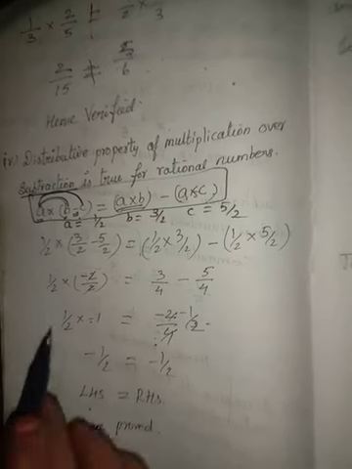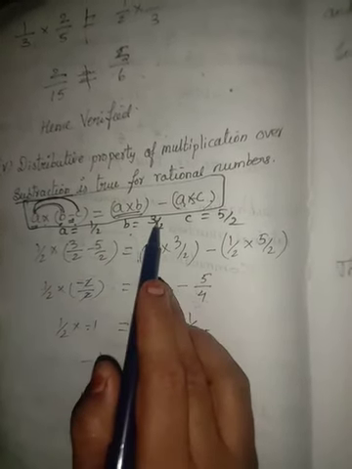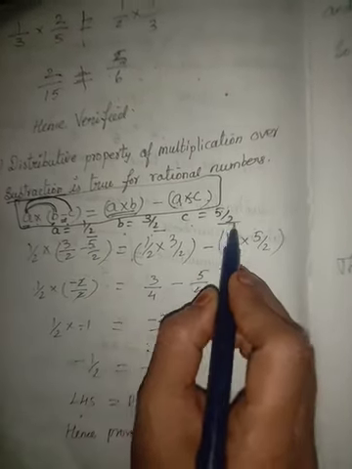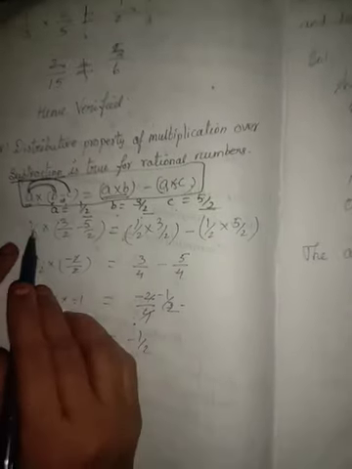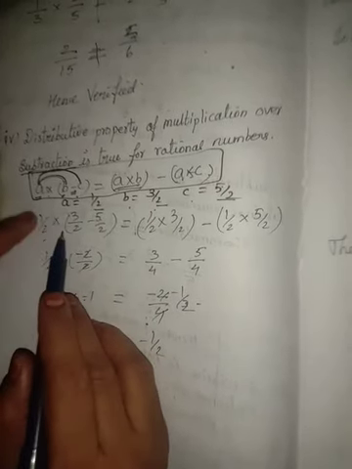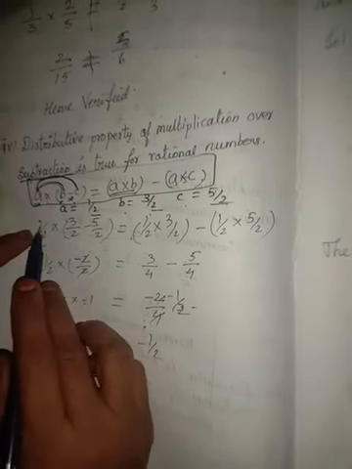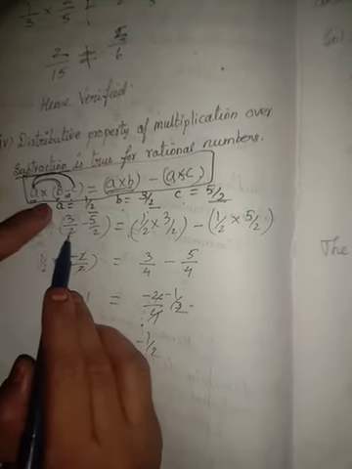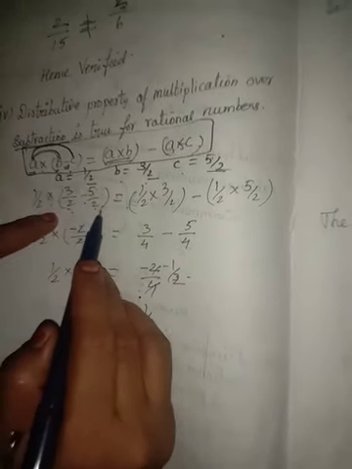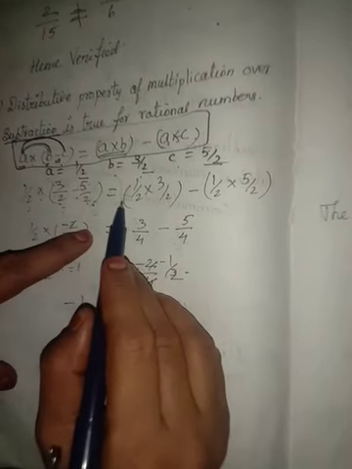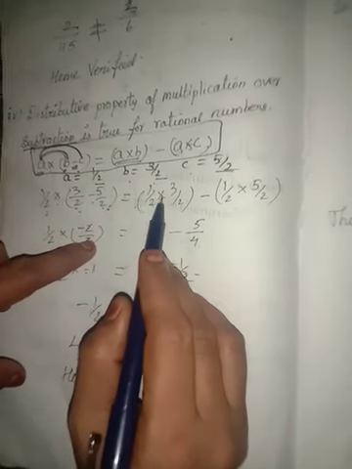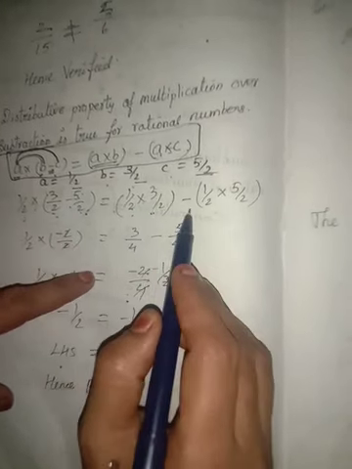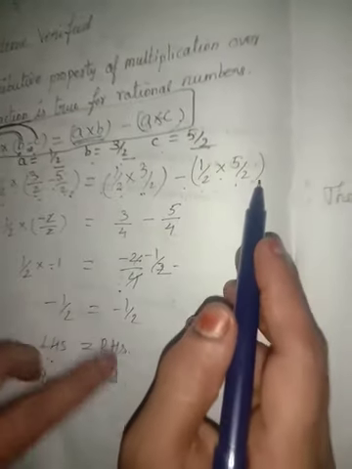I explained through the examples. A is equal to 1 by 2, B is equal to 3 by 2, C is equal to 5 by 2. I take like denominators because it's very easy to solve. So substituting these numbers instead of A, B, C, we get 1 by 2 into (3 by 2 minus 5 by 2) in brackets. That should be equal to 1 by 2 into 3 by 2 within brackets, minus 1 by 2 into 5 by 2 in brackets.